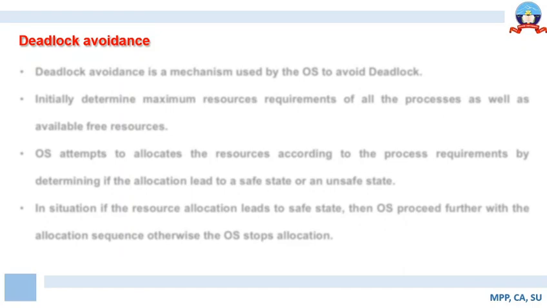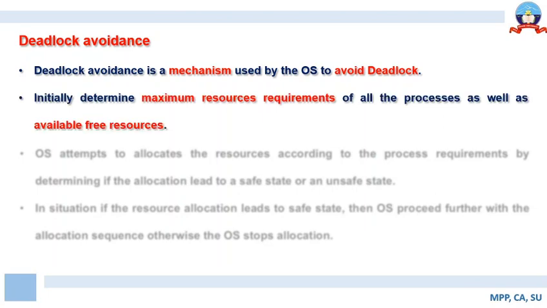In today's class, we will discuss deadlock avoidance. Deadlock avoidance is a mechanism used by the operating system in order to avoid deadlocks. Now, let us try and understand how an operating system does the same.